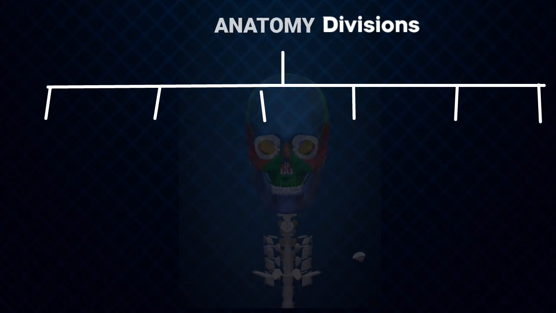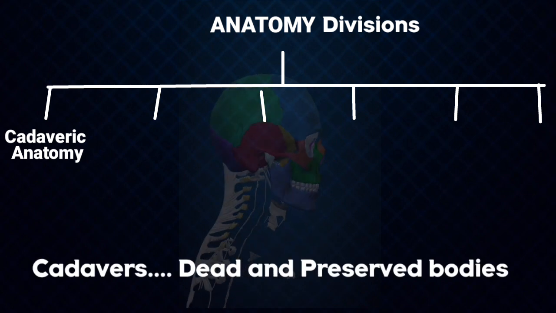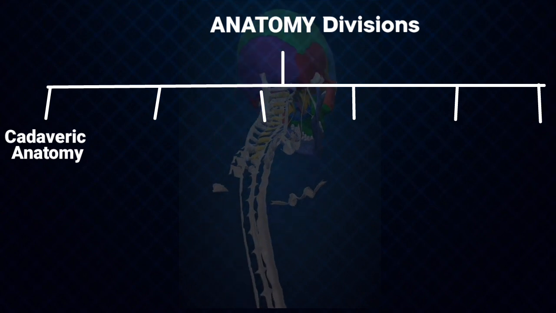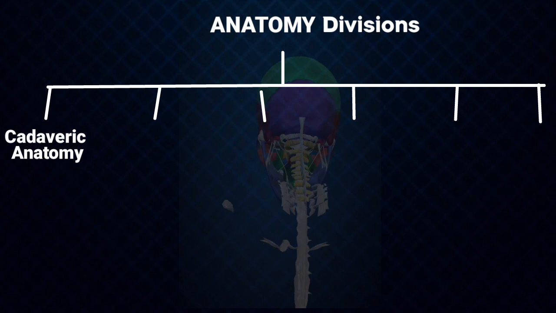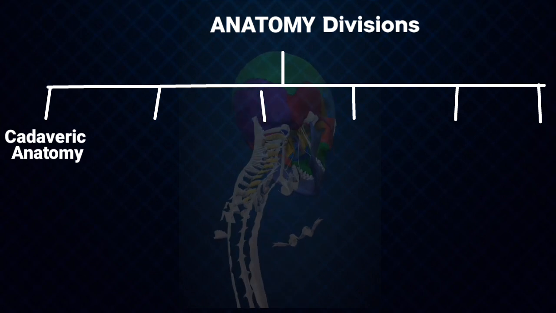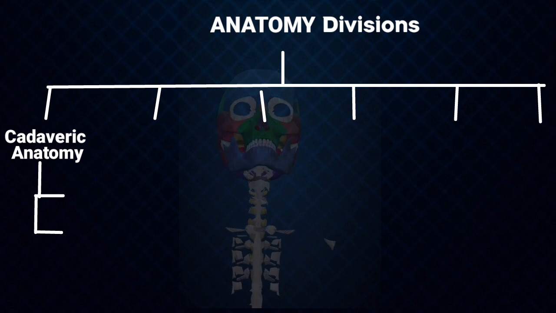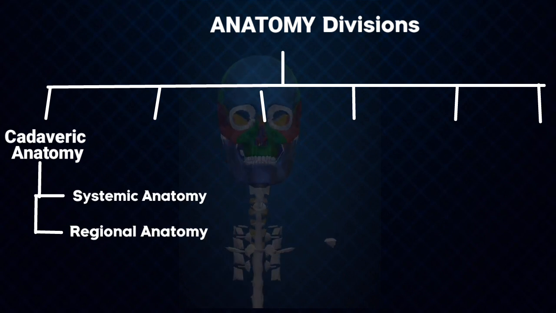The cadaveric anatomy. Cadavers are the dead and preserved bodies of animals, humans, or any subject. So the cadaveric anatomy is the study of cadavers, their structures. There are two subdivisions of cadaveric anatomy: the systematic anatomy and the regional anatomy.